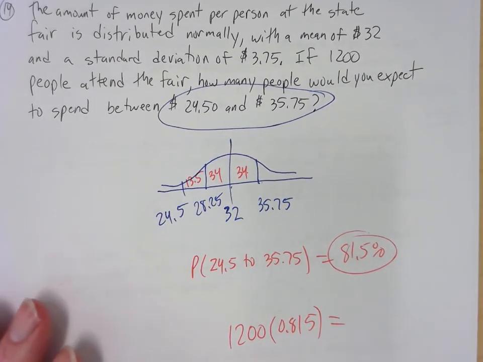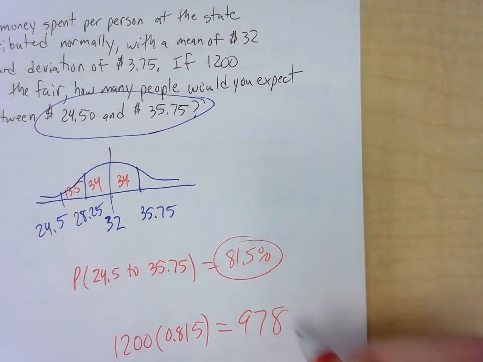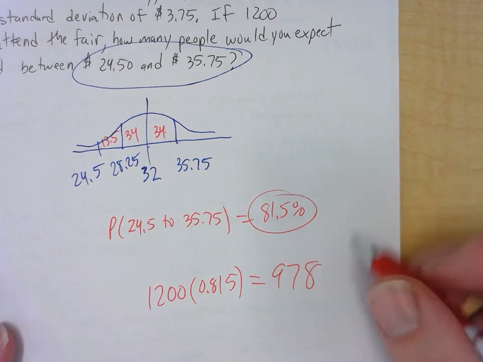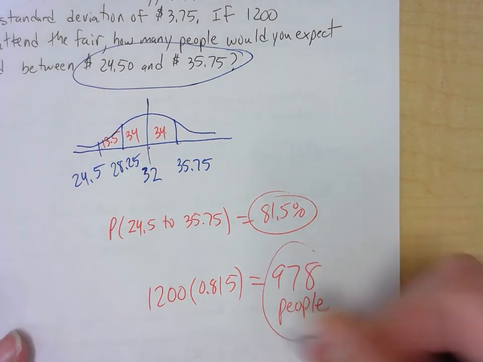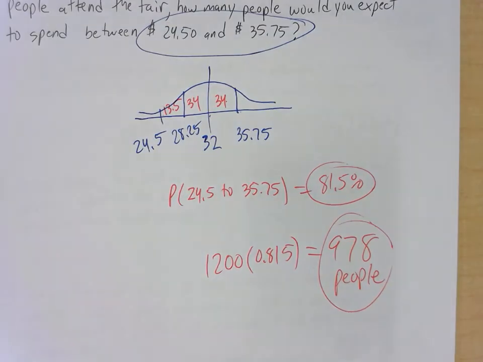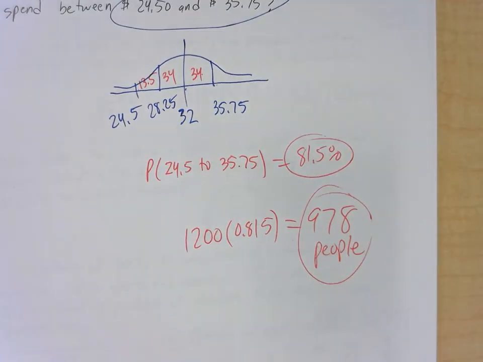Multiply this out. This is a good use of the calculator. 1,200 times 0.815. Boom. 978 people. All right, so we found the percentage, and we're going to multiply it times 1,200. Well, that's it. That's the Chapter 11 practice test.